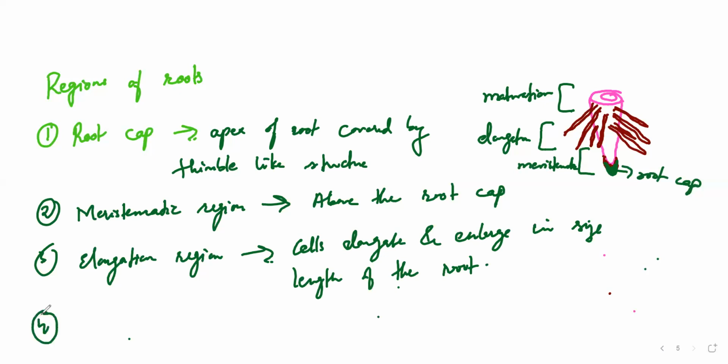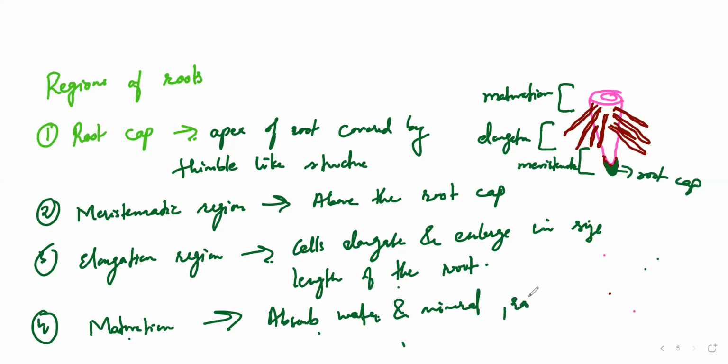And the fourth region is the maturation region. Maturation means what? Obviously over here, the roots will become mature so that they can do their function, that is nothing but absorb water and minerals. So here, the root hairs and all those structures will grow, so that they can penetrate deep into the soil where the water and minerals are present. So this is nothing but the 4 main regions of roots.